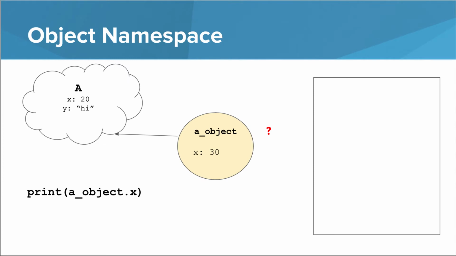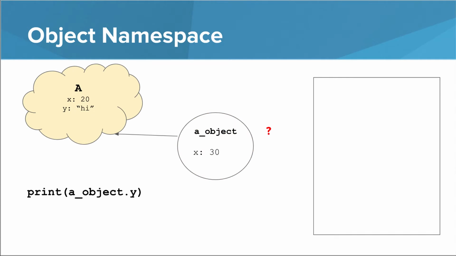An object's namespace is independent from the class's namespace, but it's still able to look inside the class if it doesn't know what a certain name means. So in the x example, if we print out a.object.x, well, x exists on the a.object, so it'll just print out 30. What about a.object.y? Well, since there is no y that exists inside the a.object's namespace, it'll look, not be able to find it, and then hop up a namespace to the class level.